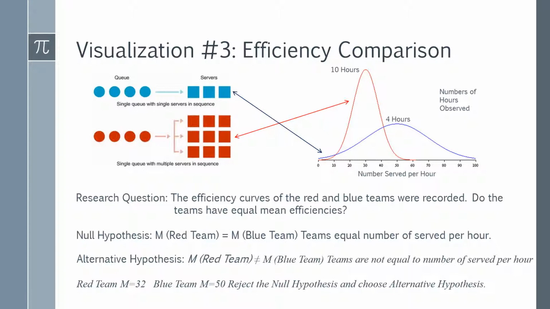To begin with, the mean of the red team, which is the center point of the red bell curve, is roughly about 32, and the center of the blue bell curve is roughly 50. So here I would reject the null hypothesis and choose the alternative because the blue team is more than the red team. They are not equal.